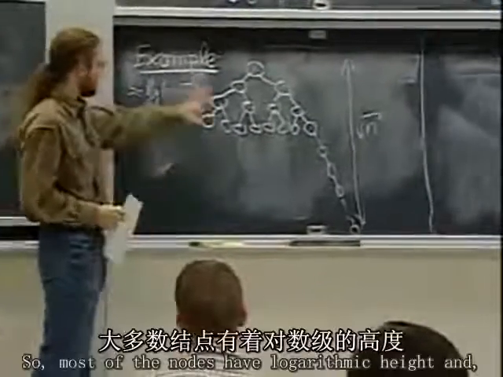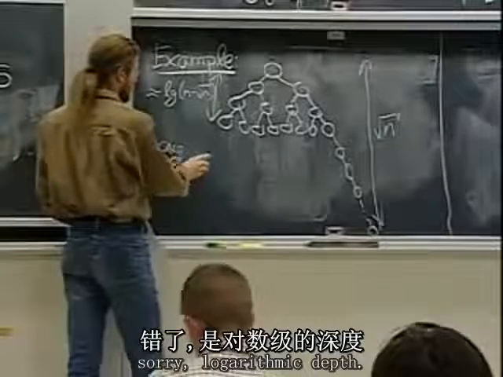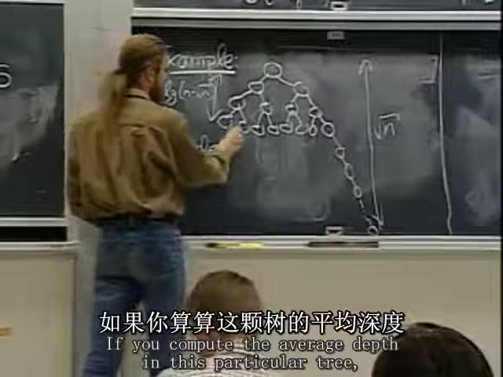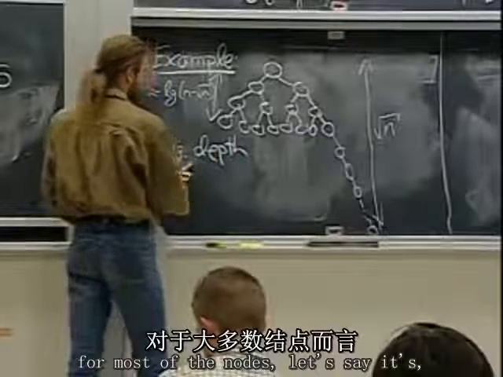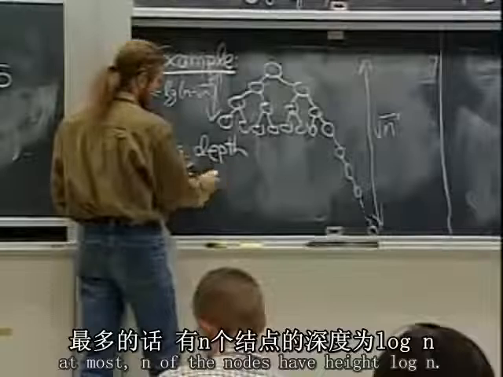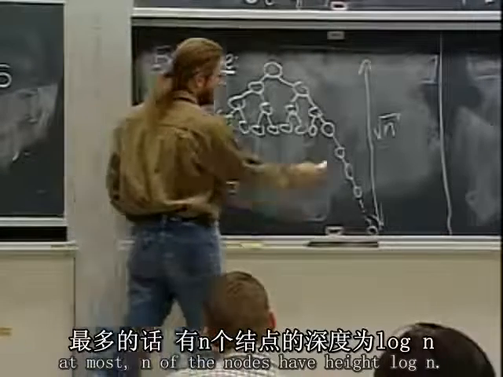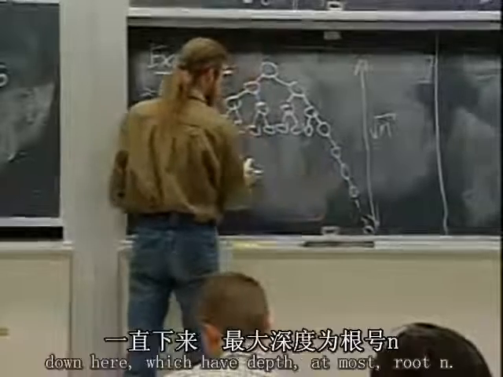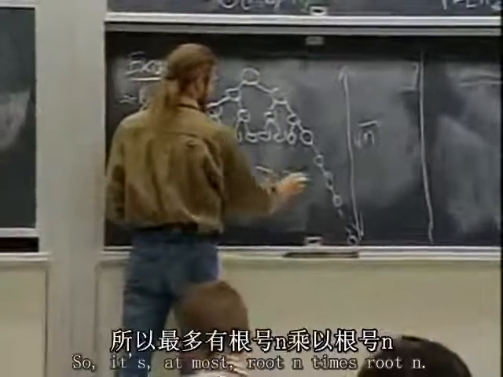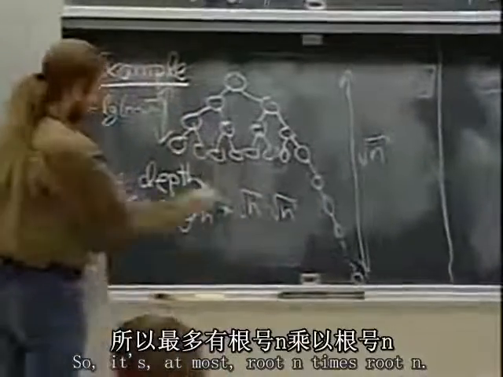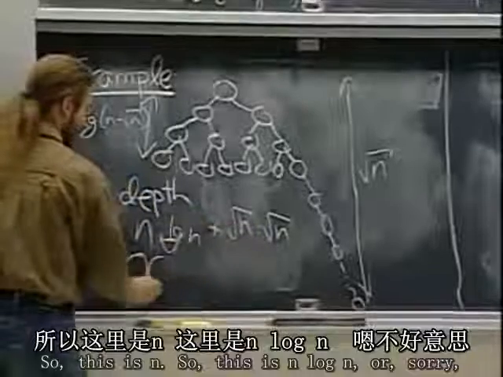So most of the nodes have logarithmic depth. If you compute the average depth in this particular tree, let's say at most n of the nodes have depth log n. And then there are root n nodes at most down here, which have depth at most root n. So let's say it's at most root n times root n. In fact, it's like half that, but not a big deal. So this is n. So this is n log n.